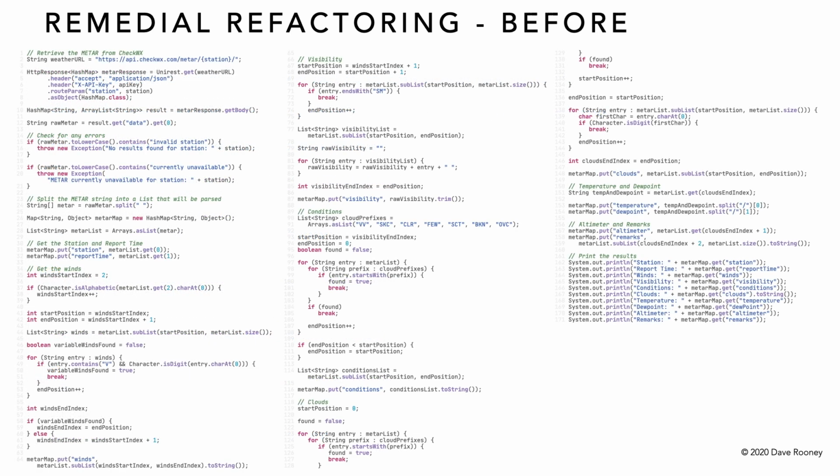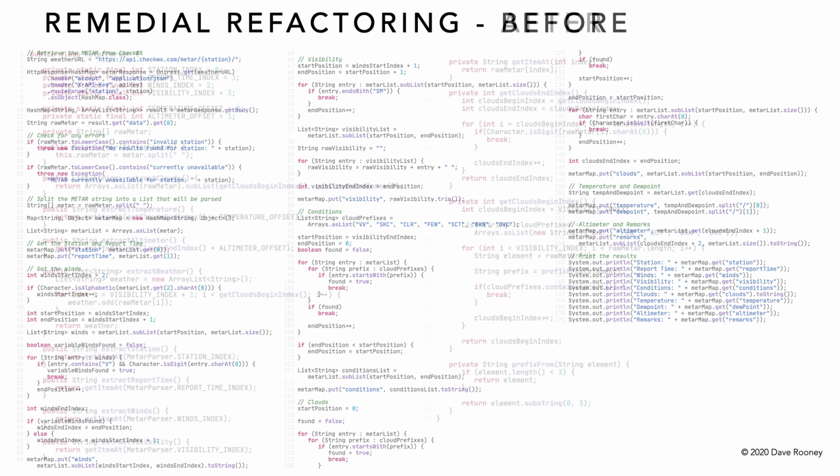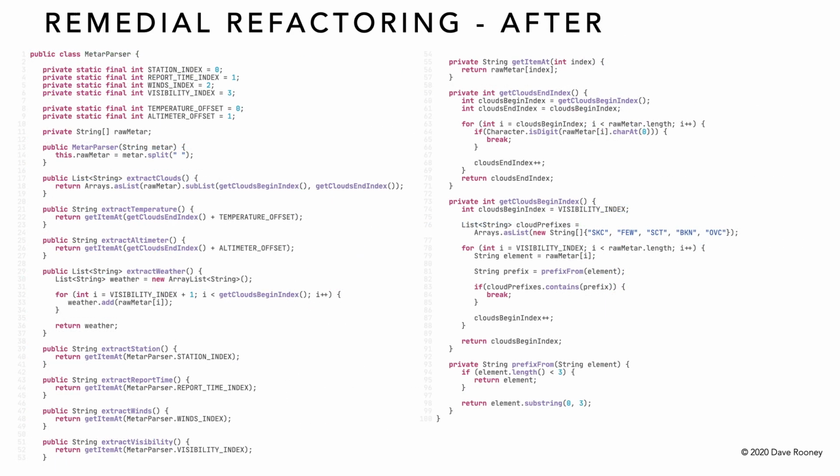Remember that wall of code with everything in a single method? After some remedial refactoring to get the code under test, and further refactoring with our microtests as a safety net, the whole class becomes much simpler, cleaner, more understandable, and easier to maintain.